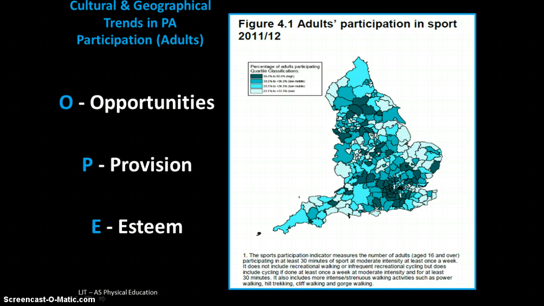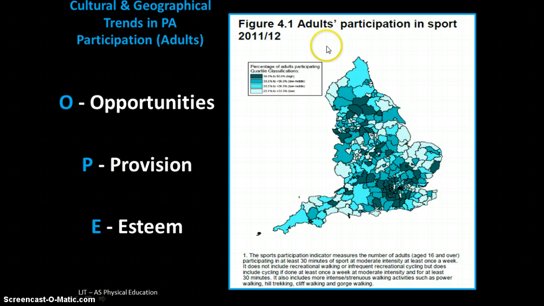So we need to know about this acronym OPE, because this helps us understand what things might affect whether people do or don't take part in regular physical activity. And obviously this is the socio-cultural strand of the specification, so we're looking at what societal or what cultural factors might affect people in terms of their participation.